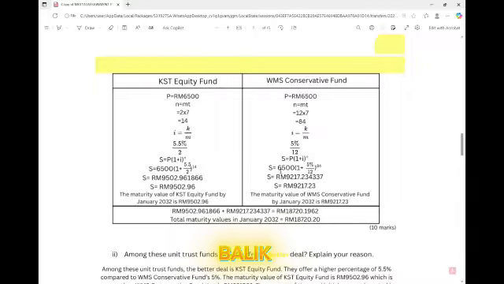So, kita guna rumus balik. S sama dengan P(1 + I)^N. So, S sama dengan 6,500(1 + 5% per 12)^84. Kita shift off, kita akan dapat S sama dengan RM9,217.234337. So, seperti biasa kita pemudahkan. Kita akan dapat S sama dengan RM9,217.23. So, ya. Nak cari total maturity value in January, kita tambah final answer for KST Equity Fund plus WMS Conservative Fund. So, kita akan dapat RM18,720.20.